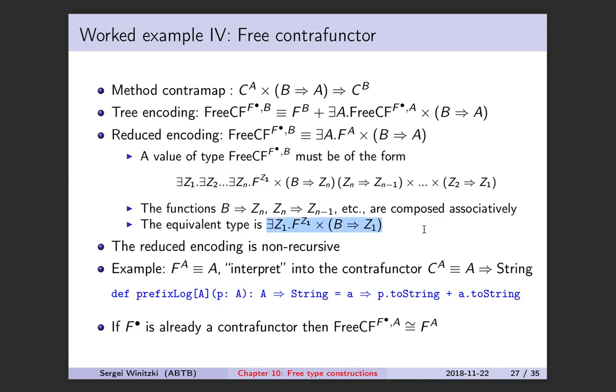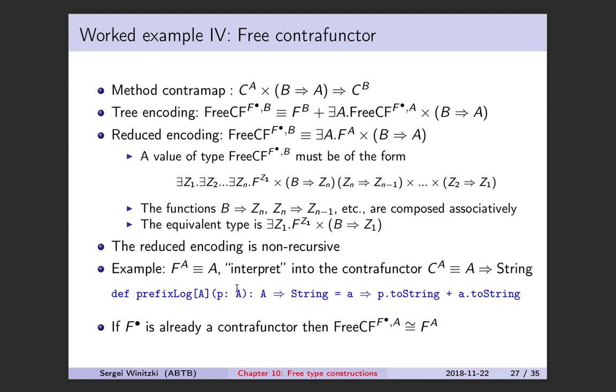So that's how we derive the reduced encoding. We need to figure out what are the possible expressions and how they can be simplified using the laws of the type class to some simpler type expression. Notice that the reduced encoding is non-recursive, just as it is for the free functor.